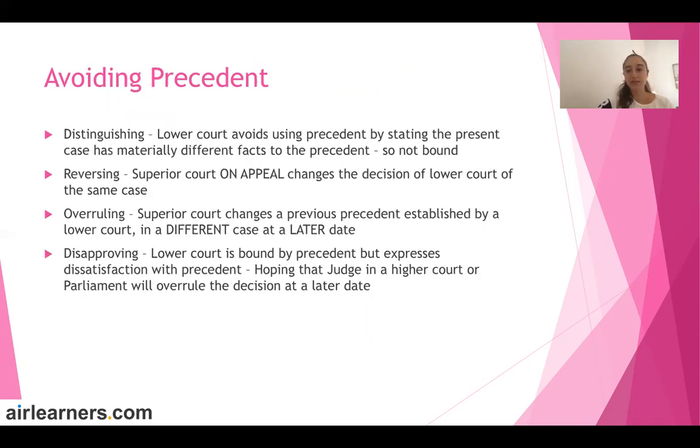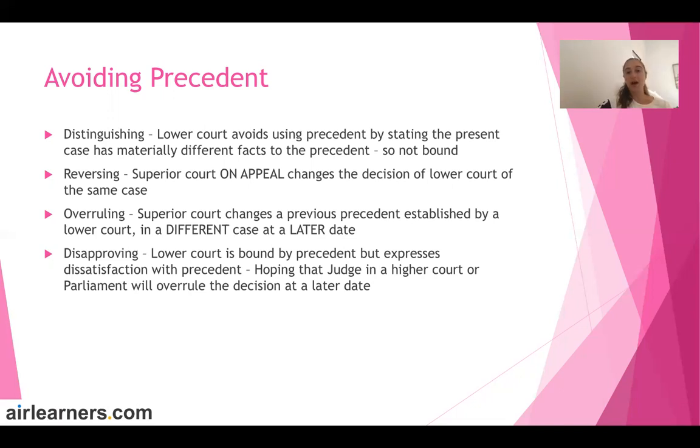So these are some instances in which the courts can avoid using precedents. So one way is by distinguishing the case. So this is where the lower court is usually bound to follow the principle, but they can avoid using it by stating that the present case has materially different facts to the facts of the case in the precedent. So they're no longer bound. So if one case was about products where you can't see the defect, and in this case it was a product where you could see the defect, then maybe Donoghue versus Stevenson would not apply.